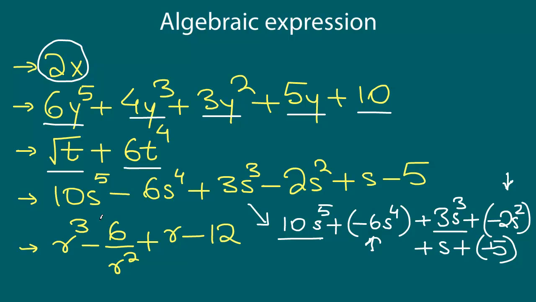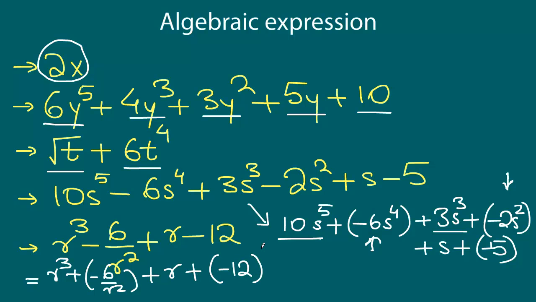So similarly, you can imagine this example, the last one, we will write this as r^3 plus, within parentheses, minus 6 over r^2, plus the third term r, and the last term we will write as plus minus 12. So the first term is r^3, the second term is minus 6 divided by r^2, third term is plus r, and the fourth term is minus 12.